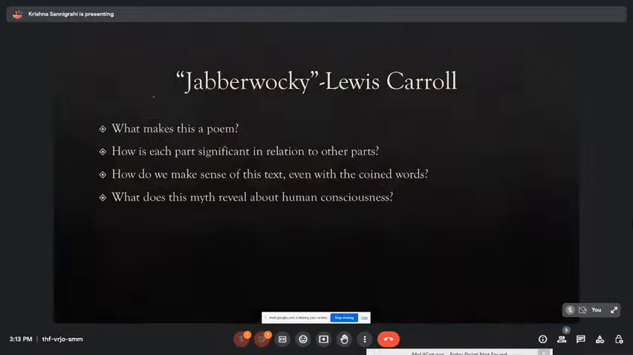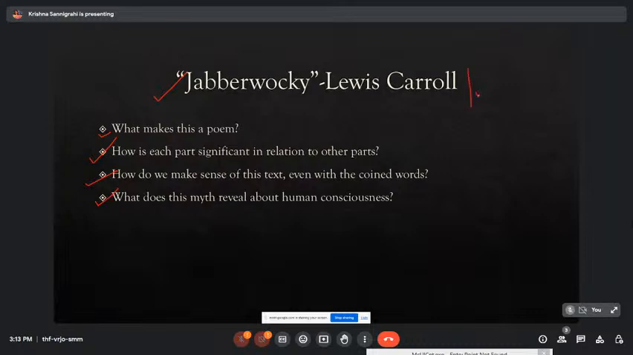This is an example, a poem by Lewis Carroll, which is termed as Jabberwocky. And the structuralists, if you yourself are studying this poem as a structuralist, what questions should come to your mind? First is, what is the main idea of this poem? How is each part significant in relation to other parts? How do we make sense of this text, even with the coined words? What does this myth reveal about human consciousness? So this is just an example.